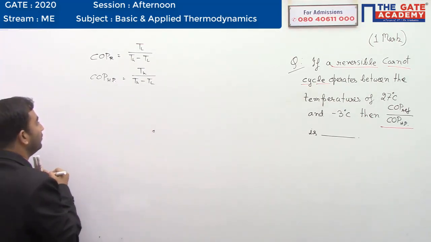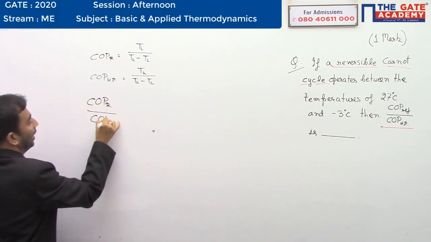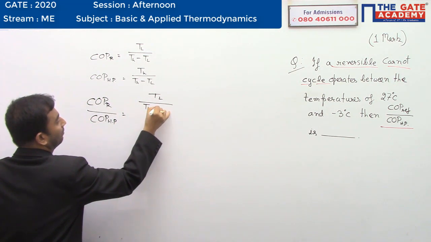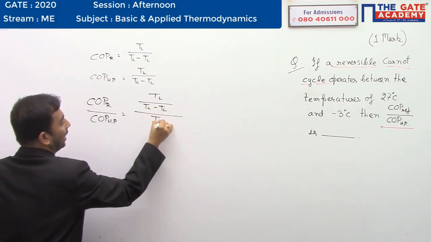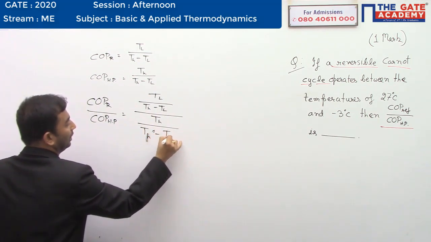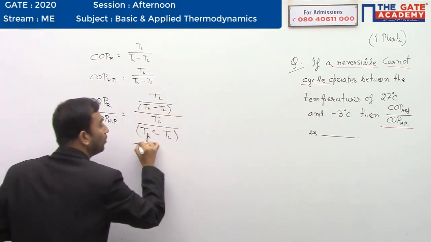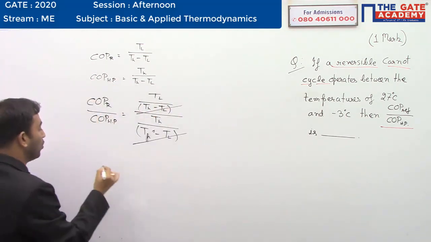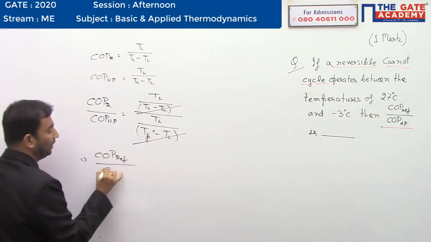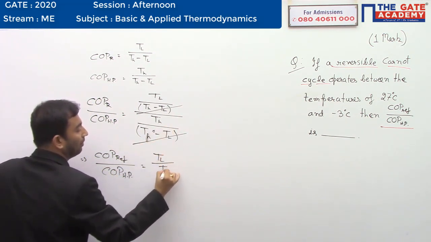So COPR by COP heat pump is equal to T lower by T higher minus T lower, divided by T higher by T higher minus T lower. Now see, these two terms are common, so I can cancel these two terms off. What I am left with is COP of refrigerator by COP of heat pump equal to T lower by T higher.